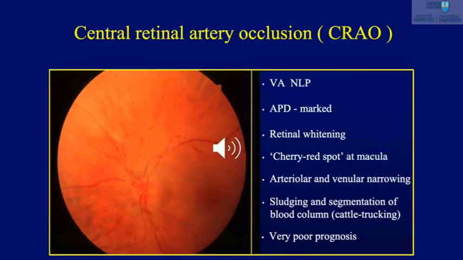If central retinal artery occlusion occurs, the visual acuity is usually no light perception, with a marked afferent pupillary defect, retinal whitening, cherry red spot at the macula, arteriolar and venular narrowing, sludging and segmentation of the blood column in the form of what we call cattle trucking, as you can see in this fundus photograph, and usually the prognosis is very bad. Usually the patient doesn't regain their vision except if treated very early in the form of paracentesis or inhalation of carbogen, which induces dilatation of the blood vessels.